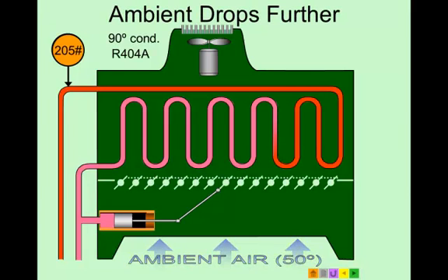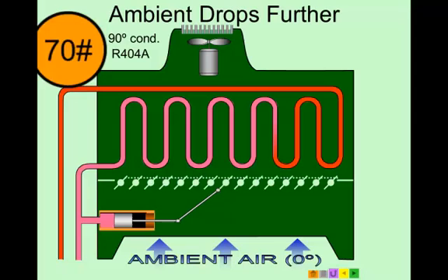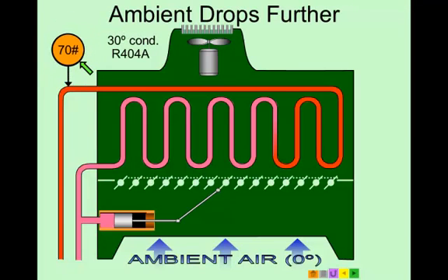Now, as the ambient drops further, we're looking at a 0-degree day. We need refrigeration equipment operating on a 0-degree day. Notice the pressure on the head has dropped to a whopping 70 pounds. That gives a 30-degree condensing temperature for R404A. So all of a sudden, it makes this condenser look like it's an evaporator with a 30-degree temperature on it. That can't be.